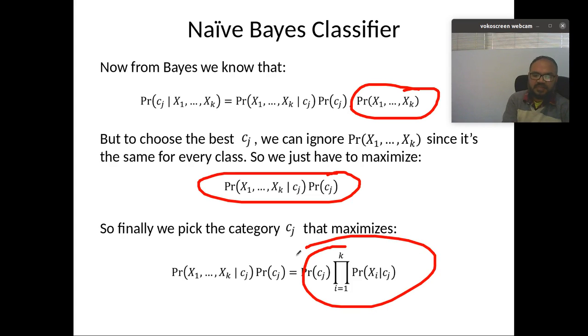So that actually means that we can calculate this expression for each Cj, and for a given xi, for that set of features, we would decide that the best Cj is the one which gives us the maximum value for this expression.